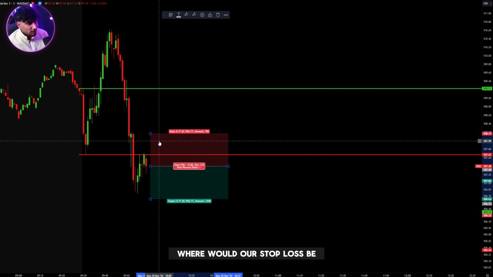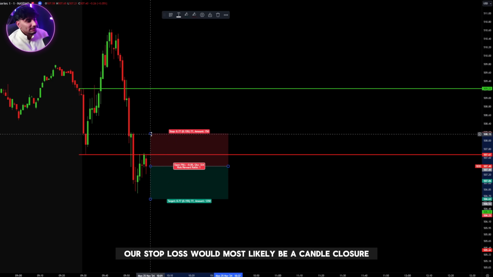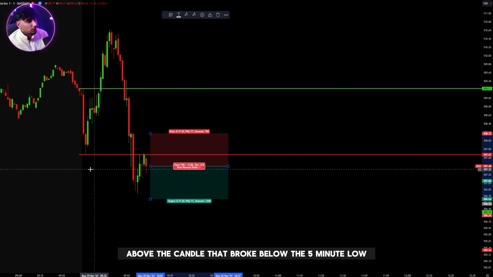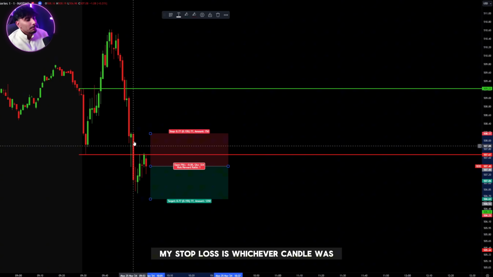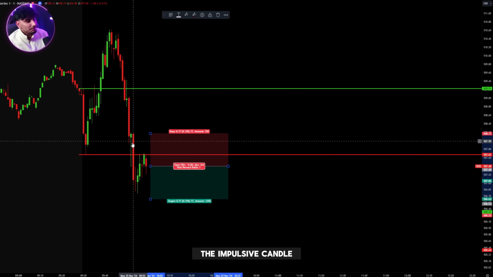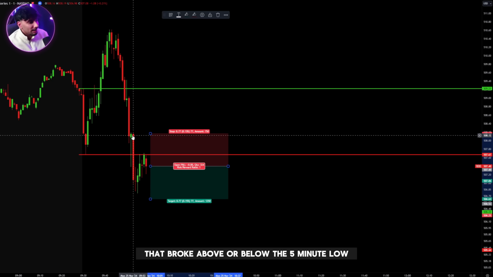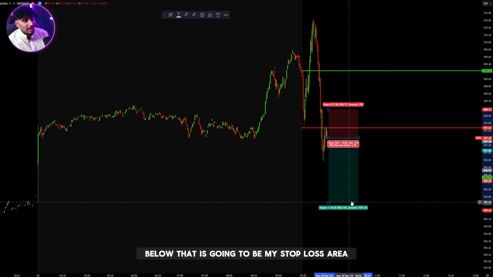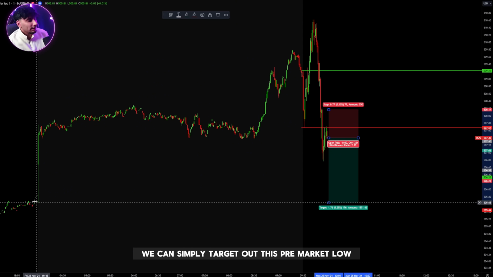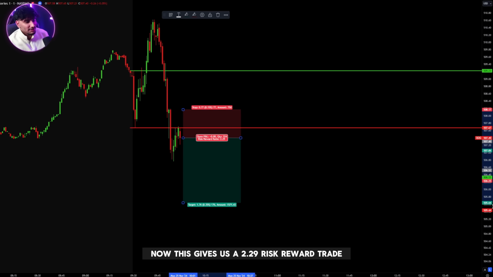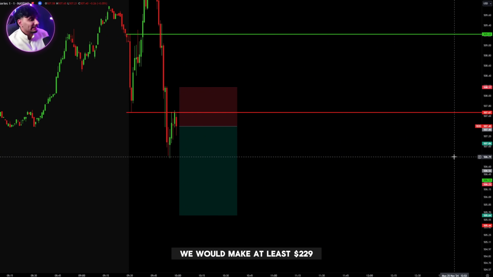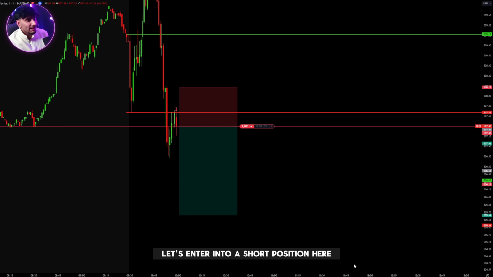Where would our stop loss be? Well, our stop loss would most likely be a candle closure above the candle that broke below the 5-minute low. So most of the times, my stop loss is whichever candle was the impulsive candle that broke above or below the 5-minute low. In this example below, that is going to be my stop loss area. And for my profit target here, we can simply target out this pre-market low. Now, this gives us a 2.29 risk to reward trade, meaning for every $100 of risk, we would make at least $229. Let's enter into a short position here and see exactly what happens.